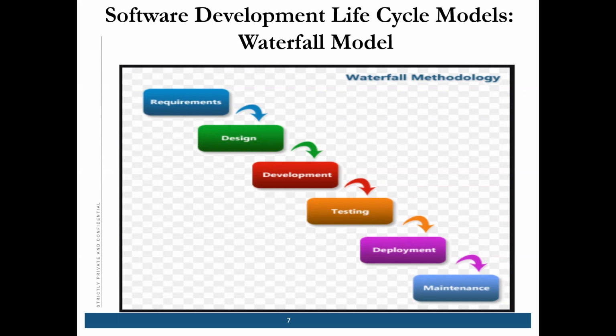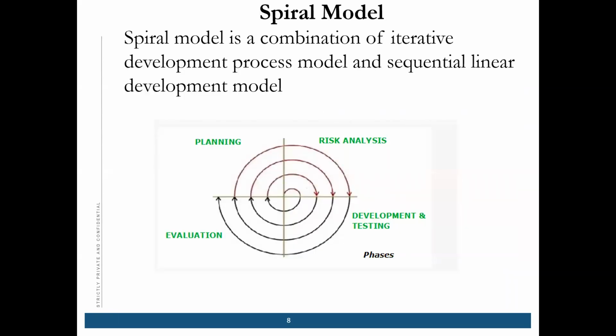Now we will go to the spiral model. The spiral model is a combination of the iterative development process model and the sequential development model. So this works in an iterative nature. It is a combination of both the prototype development process and the linear development process, that is your waterfall model, and this model places more emphasis on risk analysis.